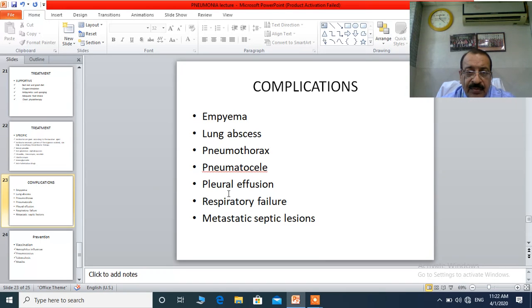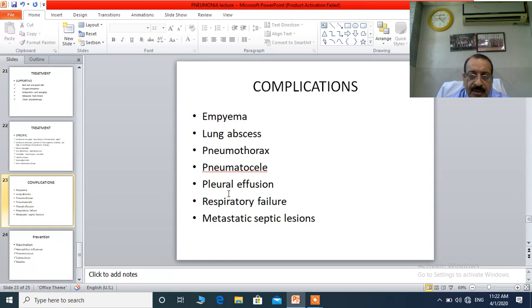Then the patient can develop lung abscess, and lung abscess will of course require drainage. It may be ultrasound guided or CT guided drainage of the lung abscess. Then the child may develop pneumothorax. Pneumothorax is the accumulation of air in the pleural space. When this air accumulates, then it can cause mediastinal shift towards the opposite side and compromise venous return and cardiac output. So this is a life-threatening condition, and the pneumothorax requires immediate intervention.